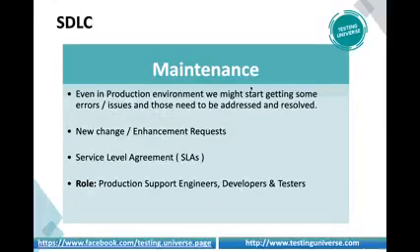So the last phase is maintenance phase, right? Even in production environment, we might start getting some errors or issues, and those need to be addressed and resolved. It is not that after doing so much testing and development and everything, the end product will be 100% error free. That will never be the case in any software development. So whatever errors you find in the production environment, those errors need to be resolved, or there will be some new change or enhancement request.